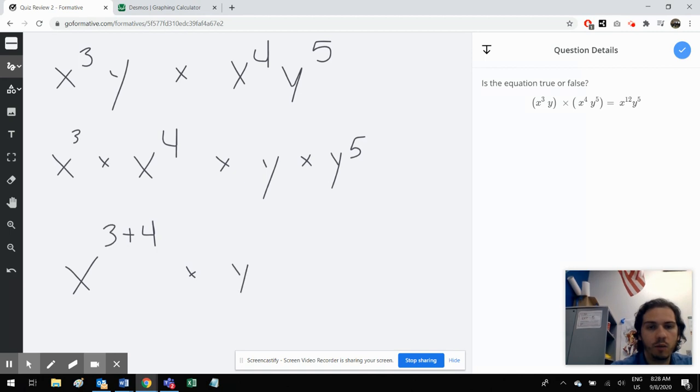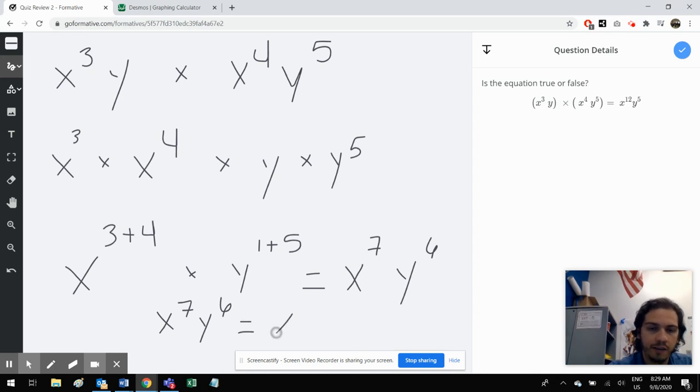And then I can combine the y's, right? 1 plus 5. And 3 plus 4 is 7, and 1 plus 5 is 6. So the question is, x to the power 7, y to the power 6, is that equal to x to the power 12, y to the power 5? No, that is different. Look, 7 and 12 are not the same. 6 and 5 are not the same. So this is false. And I'm just going to write this over here where I have some room.